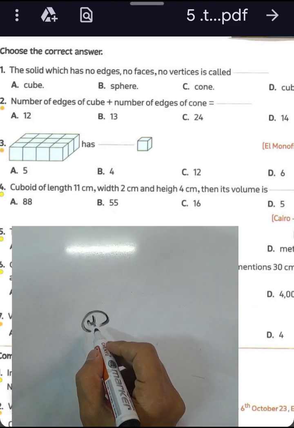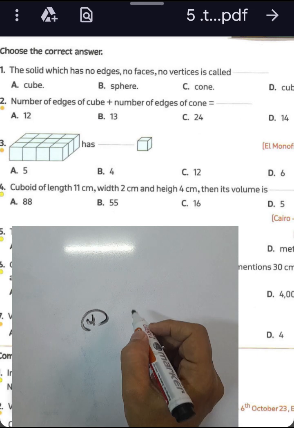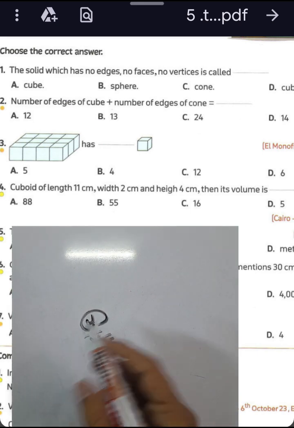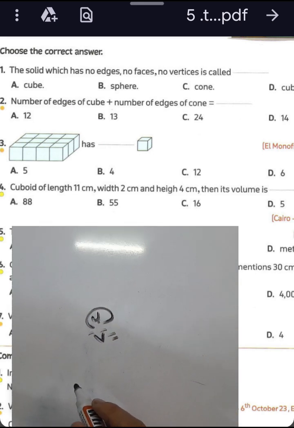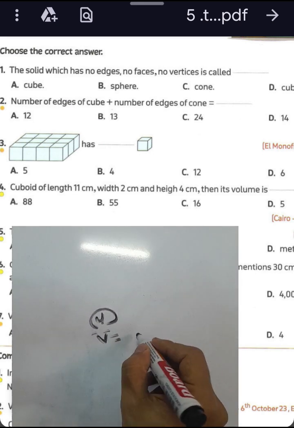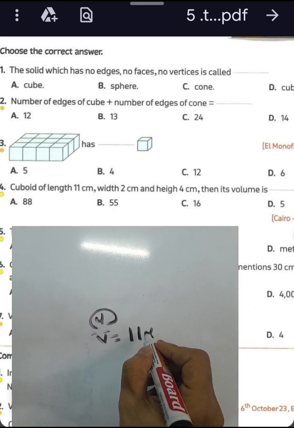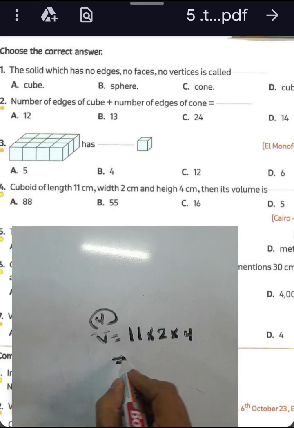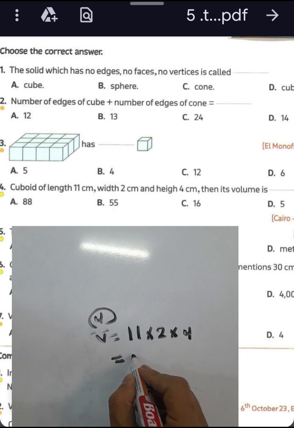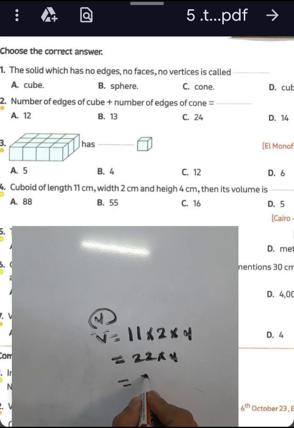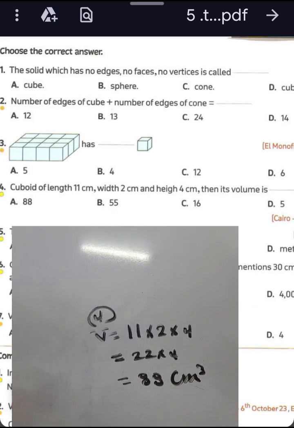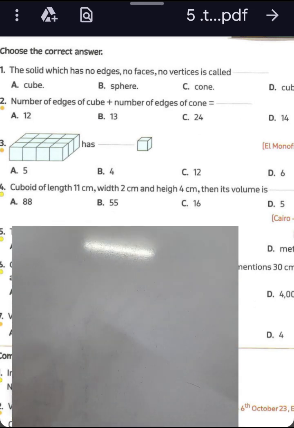Question number 4. A cuboid of length 11 centimeters, width 2 centimeters, and height 4 centimeters. Its volume equals length times width times height. Length here 11 times width 2 times height 4. 11 times 2 is 22, times 4, it will be 88 cubic centimeters. It's the volume.